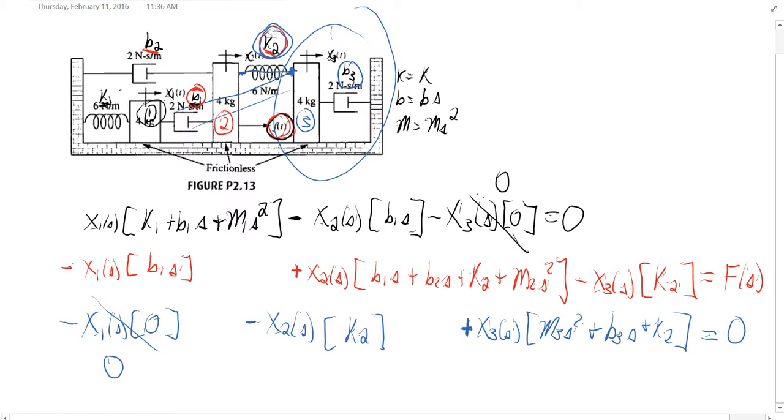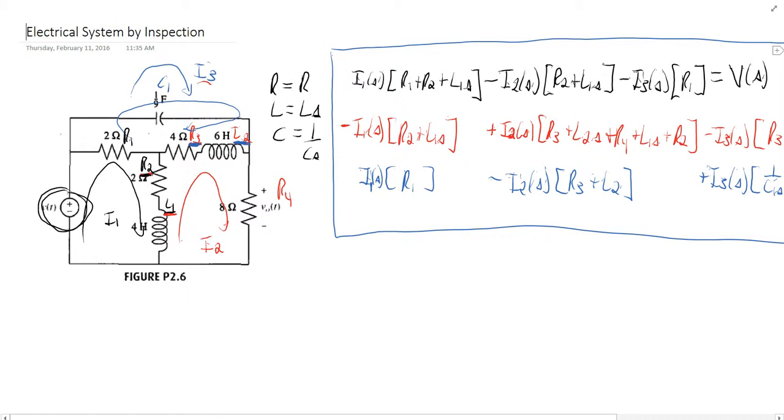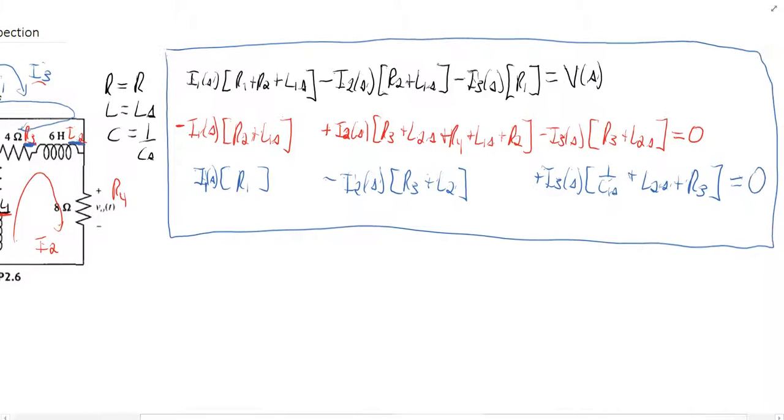And let me go quickly over the electrical system very quickly, and this is the system of equations that you should end up with for this circuit.